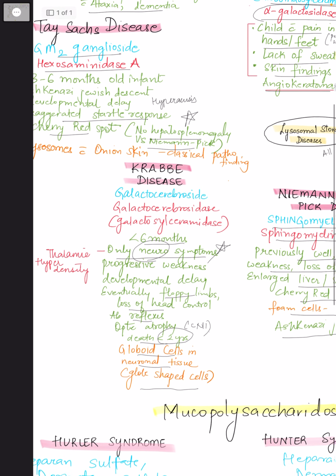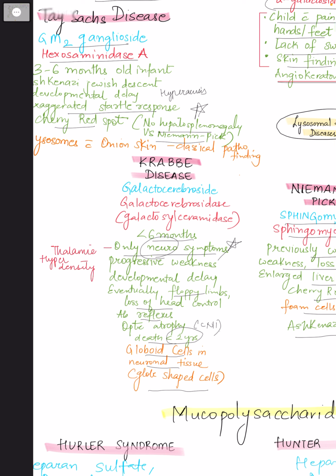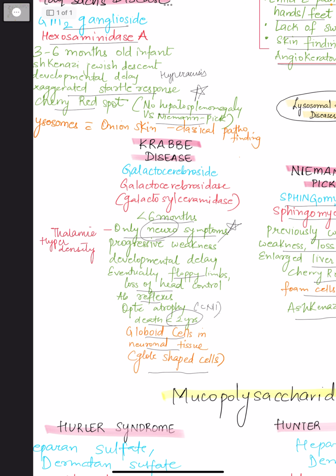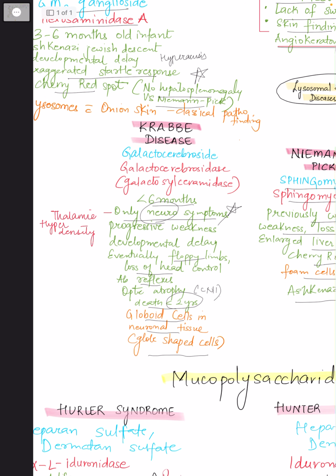The third one is Krabbe's disease. Here the deficient enzyme is galactocerebrosidase, and so the accumulated substance is galactocerebroside. It is classically seen in a child of less than 6 months, but the thing we need to remember here is it has only neurological symptoms. So there would be progressive weakness in the child, developmental delay, eventually floppy limbs, loss of head control, abnormal reflexes, optic atrophy, classically death within 2 years.